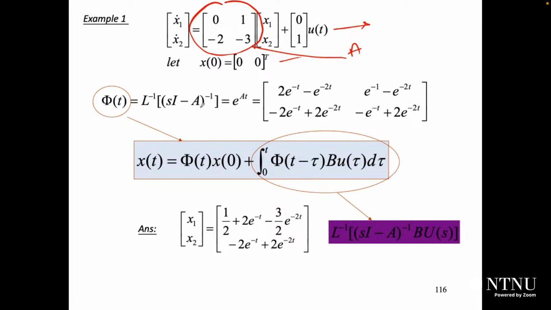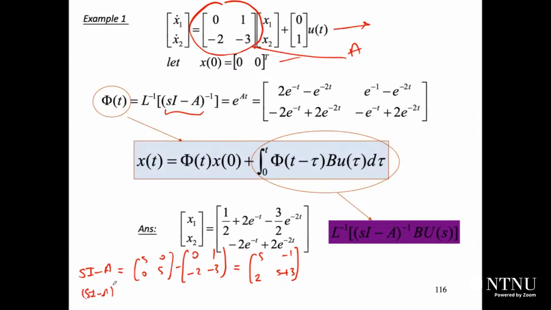We need to get first (sI minus A) inverse. In fact, we need to get this one, (sI minus A). So sI minus A will be [s, 0; 0, s] minus the A matrix, which is [0, 1; minus 2, minus 3]. So it will be [s, minus 1; 2, s plus 3]. We need to take the inverse of sI minus A. It will be [s plus 3, 1; minus 2, s] divided by the determinant, which is s squared plus 3s plus 2.